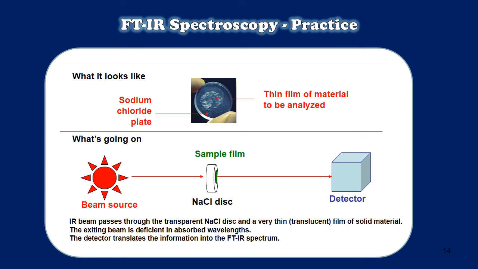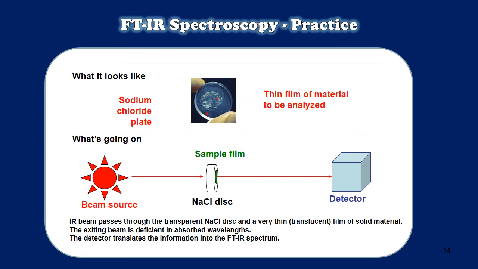Shown in this slide is a photograph of a properly prepared sodium chloride plate, in which a thin film of the material to be analyzed has been created by dropping a small amount of a solution of that material in a volatile solvent, such as dichloromethane, onto the surface of the plate, then allowing it to evaporate.